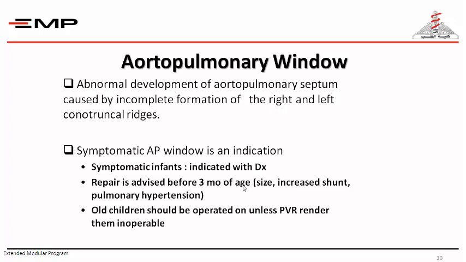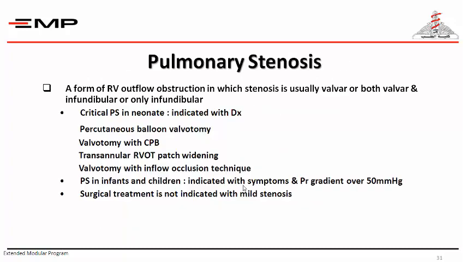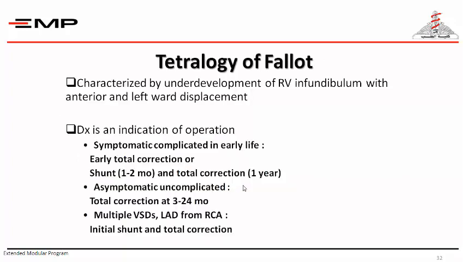Pulmonary stenosis is a form of right ventricular outflow tract obstruction in which the stenosis is usually valvular, or may be valvular and subvalvular. Critical PS in neonates is indicated once diagnosed, for intervention with either percutaneous balloon valvotomy, valvotomy with cardiopulmonary bypass, or transannular patch. PS in infants and children is indicated with symptoms and a pressure gradient more than 50. Surgical treatment is not indicated with mild stenosis, only follow-up.